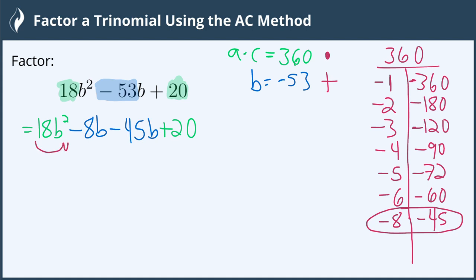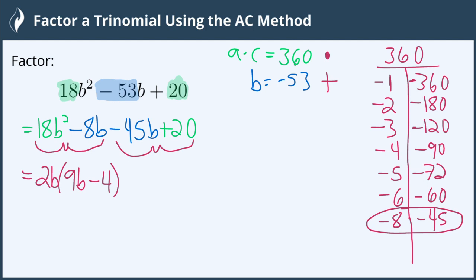So that means we're going to look at the first two together and the last two together. What can we pull out of both 18b squared and minus 8b? Well, we can pull out a 2 and a b. So when we pull out a 2b, 18b squared becomes 9b. And we have minus 8b divided by 2b is 4.